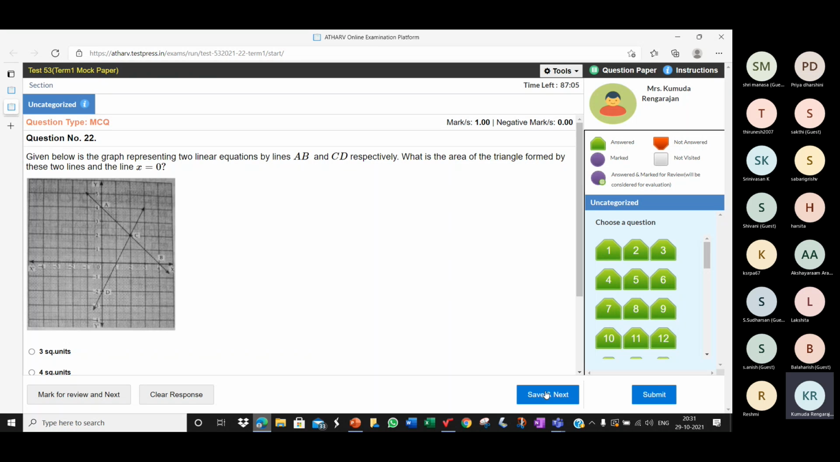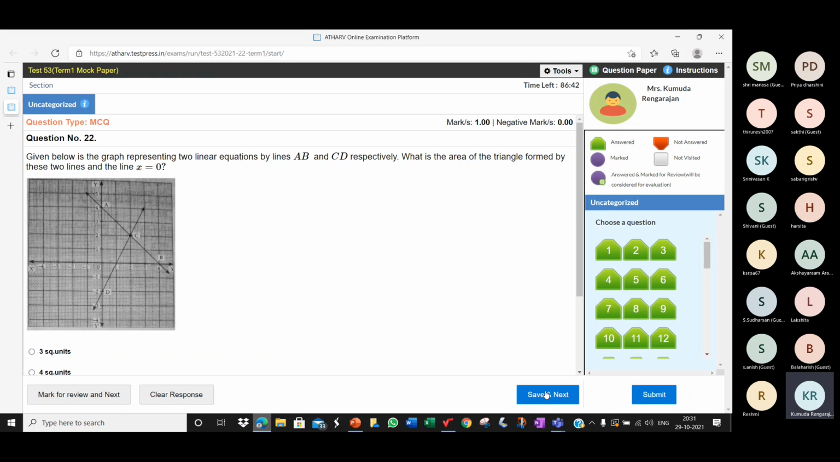So what is the base of the triangle? How many units? 6 units. And what's the height? 2. So half into 6 into 2. So 6 square units.